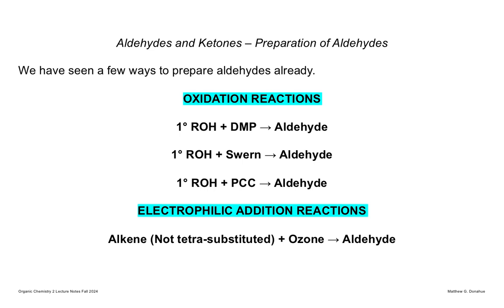So these next couple slides are reactions that we studied in Module 2, I believe. So oxidation reactions: a primary alcohol with the Dess-Martin periodinane will give you an aldehyde. Basically, any primary alcohol under these conditions, Swern or pyridinium chlorochromate, gives you the aldehyde.